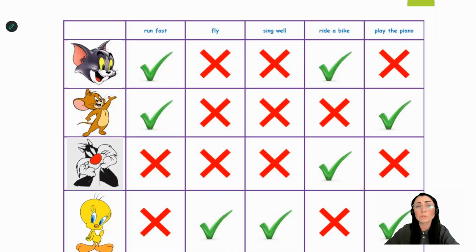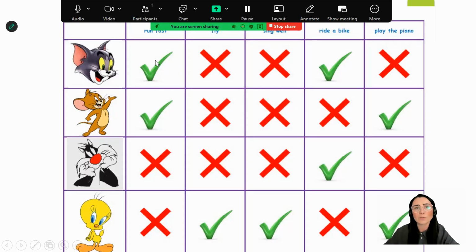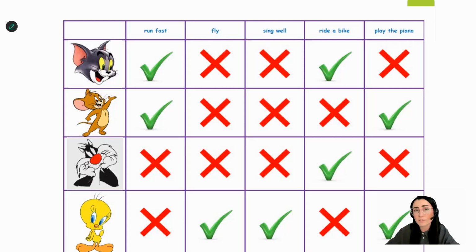There are some cartoon characters, Tom and Jerry, and if you know the name of those other cartoon characters, you can tell me in comments below. I will just name them Tom, Jerry, Cat, and Bird. If you see a green tick in front of a character, it means that a character can do it. This is his ability. But if you see a red cross, it means that the character cannot do this.